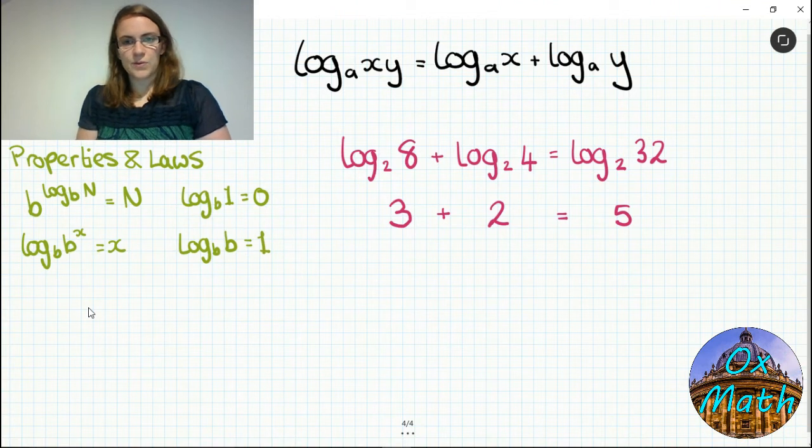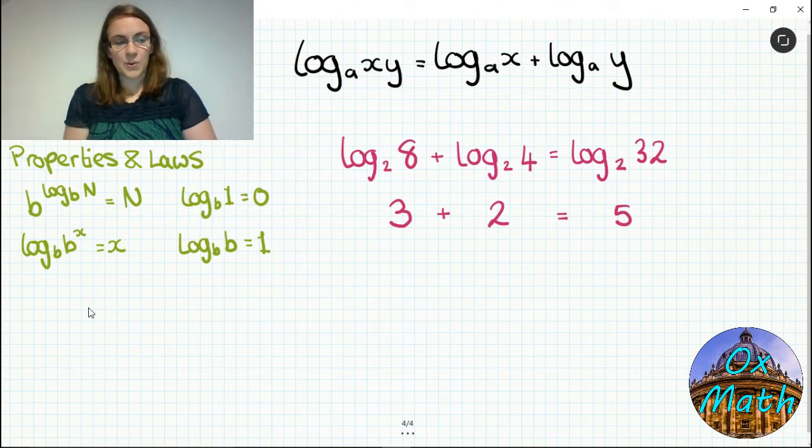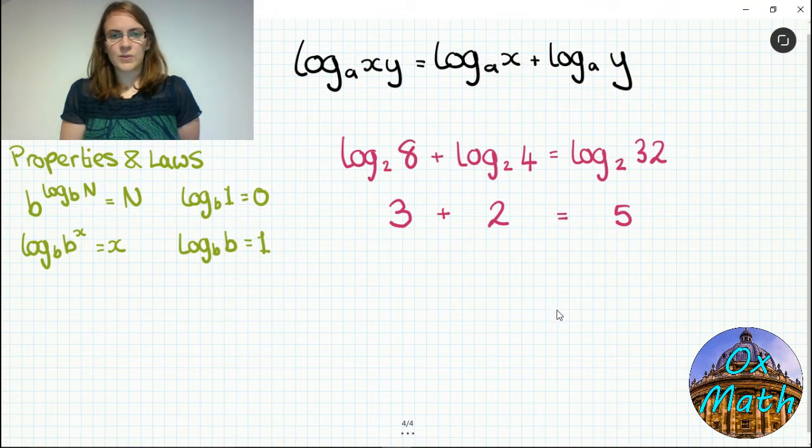2 times 2 is 4, times 2 is 8, times 2 is 16, times 2 is 32. So this does directly correspond to what we understand about powers. So hopefully you see that this law does work, and remember, it only applies to logs with the same base, just as the indices laws apply to numbers with the same base.